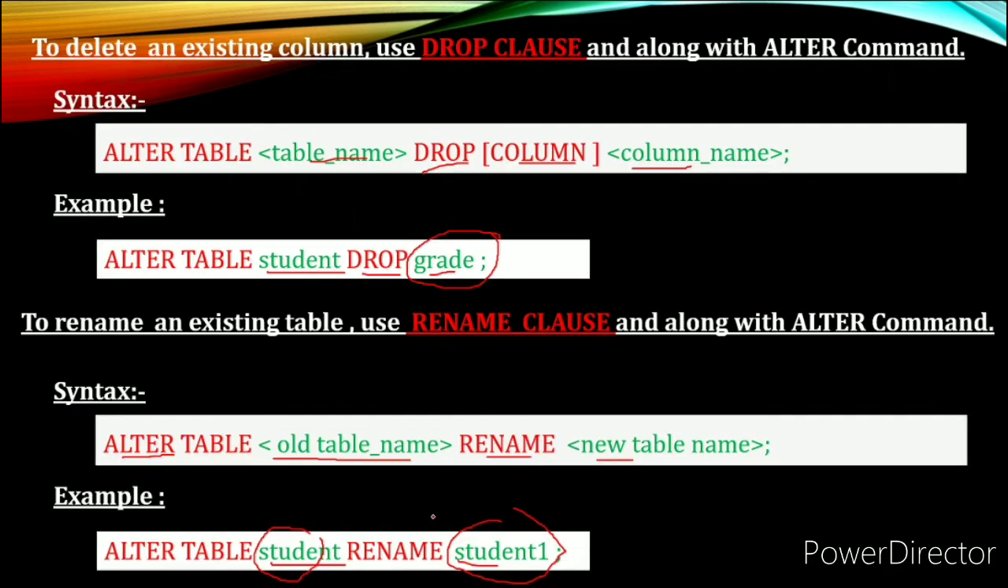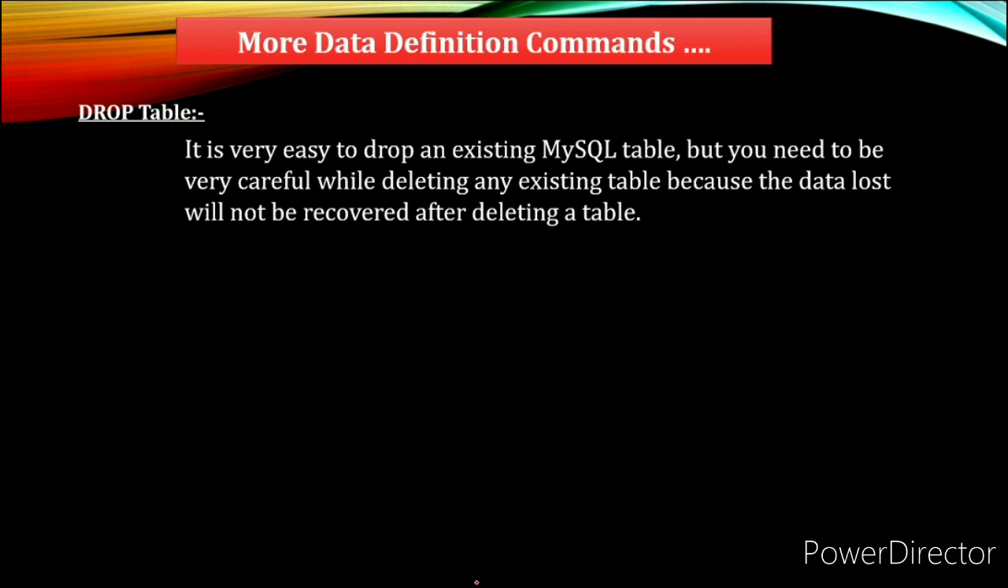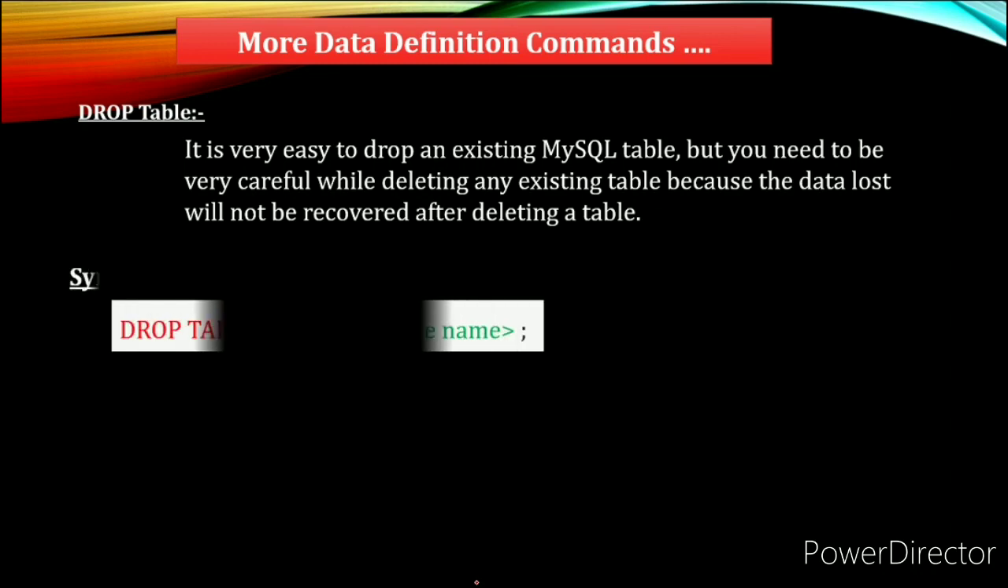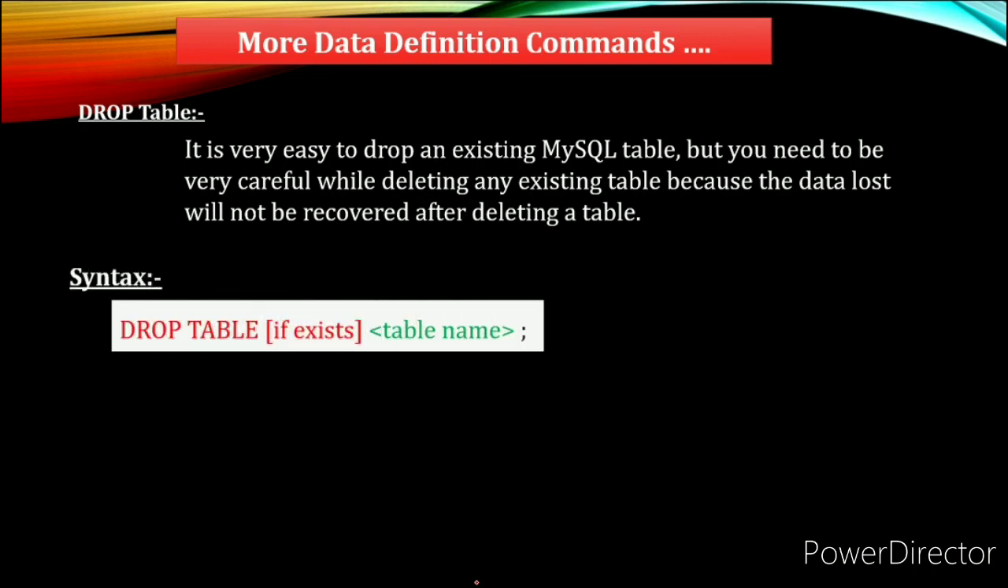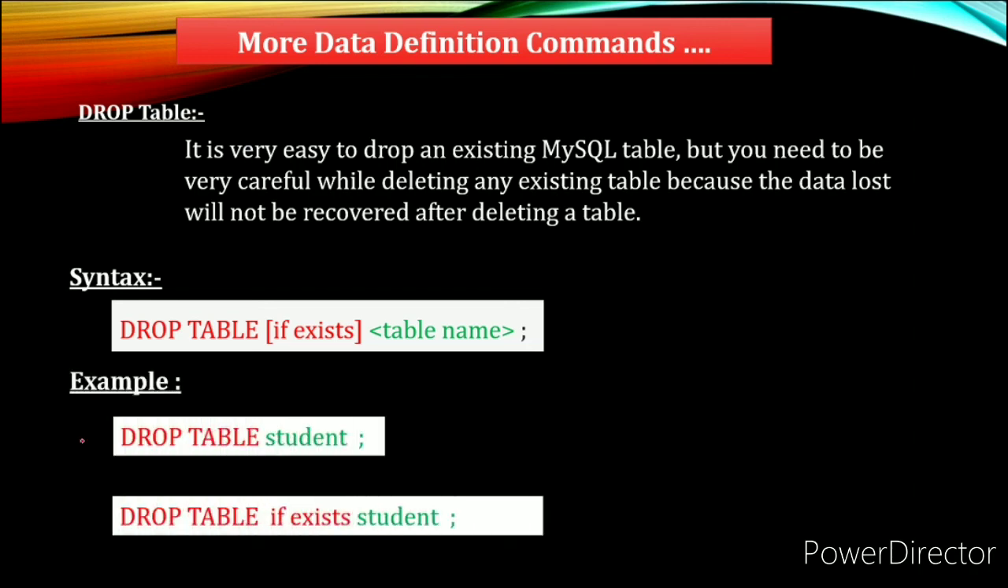Now let's move on to the drop table command. Drop table command is used to delete the table from the database. What is the syntax? Drop table if exists, then the table name. Here if exists keyword is an optional keyword. This is an example: drop table student and drop table if exists student.